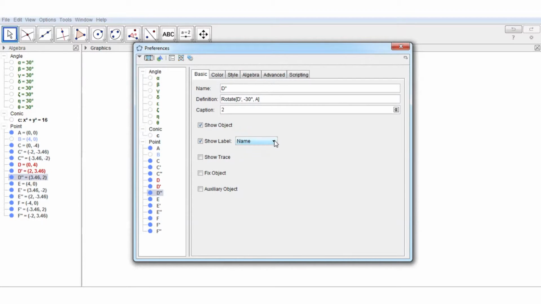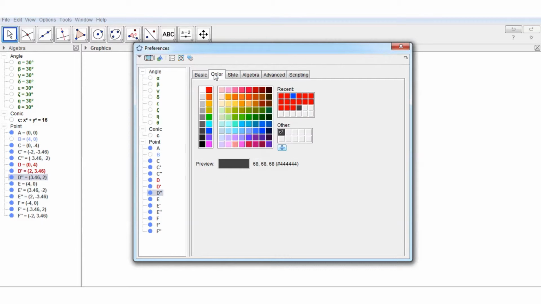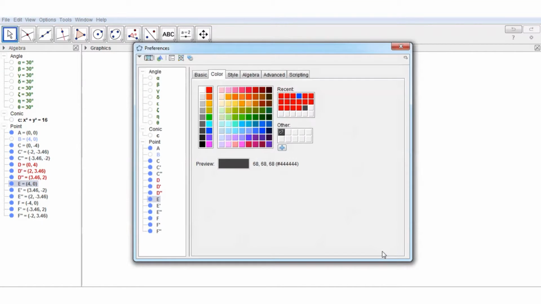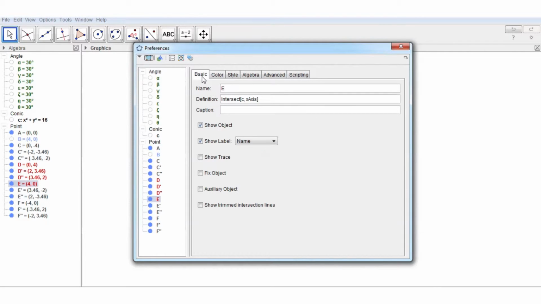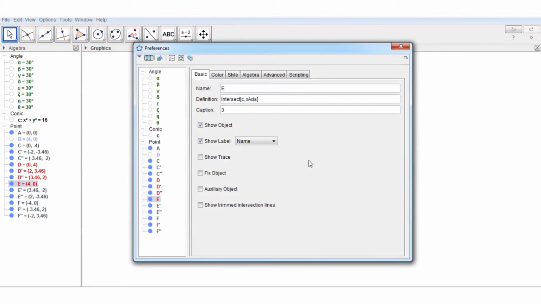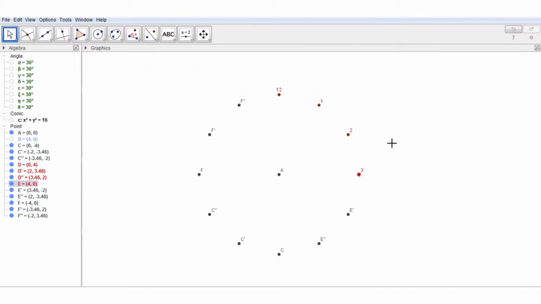Two, name and caption, color red. Three, sorry. Name and captions. Put here. Put here.